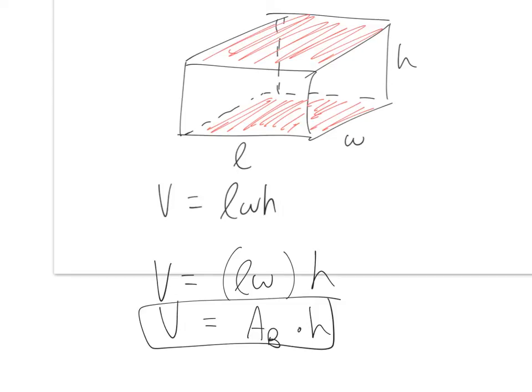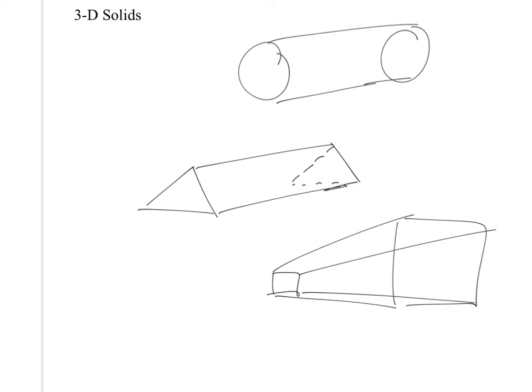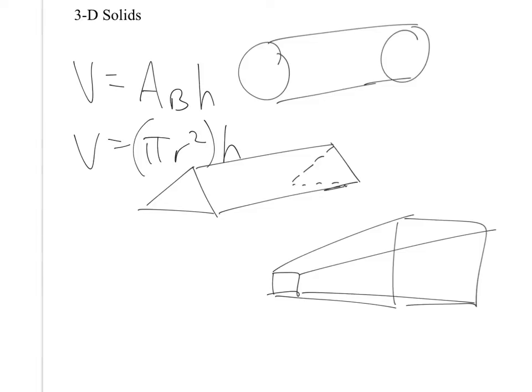So you take the one area, and you simply multiply it by the length that it's in the third dimension. Okay? So let's look at the example of the cylinder. What shape is on the end of a cylinder, obviously? What's the area of a circle? Pi times? So therefore, the volume is pi r squared h.